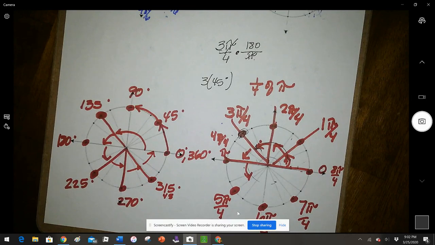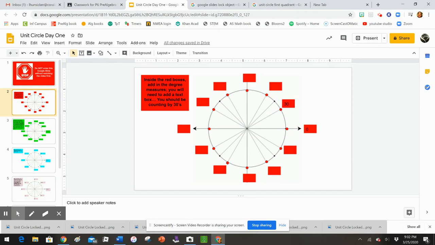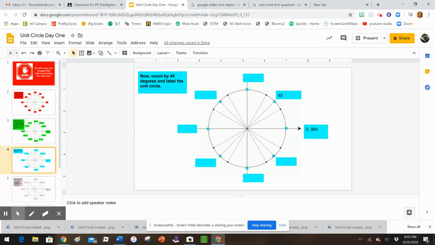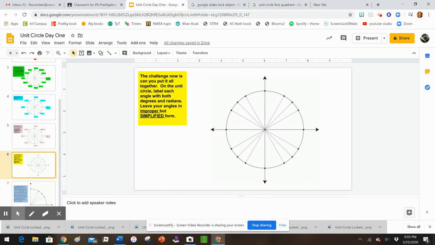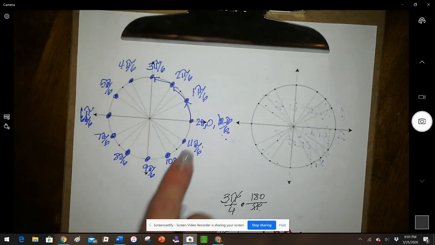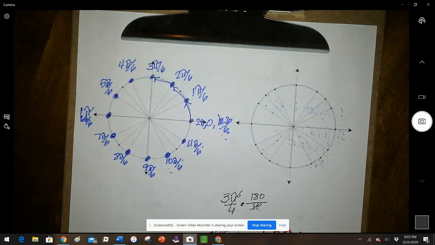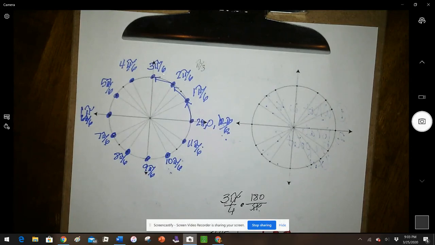The other thing that we're going to be doing, as you are filling out your Google Slides, is you're going to count by 30s, count by pi over 6s, count by 45s, count by pi over 4s, and then you're going to put it all together. And that's what this slide is for right here, where you put it all together. I know there's about half of you, if not 90% of you, that were just dying to change this to pi over 3 instead of 2 pi over 6, and that's completely fine.